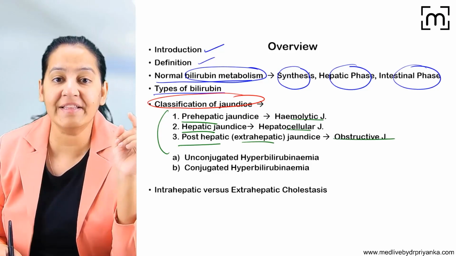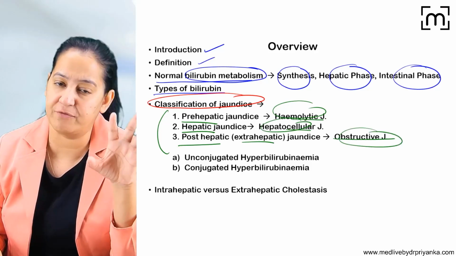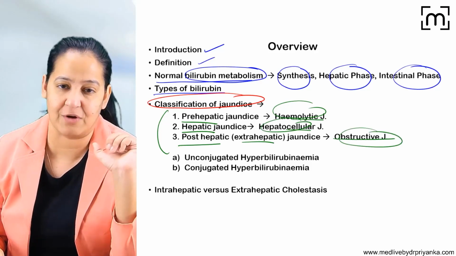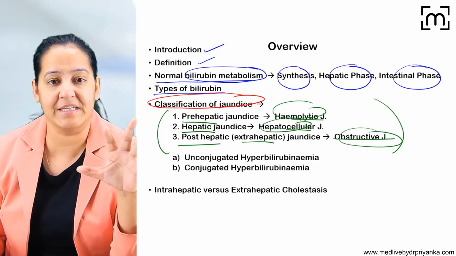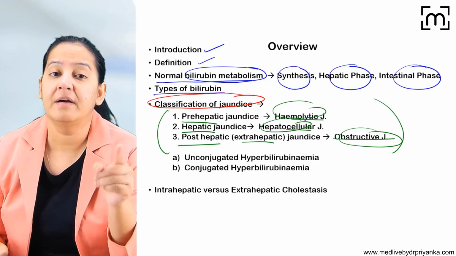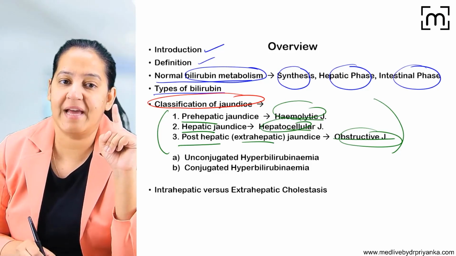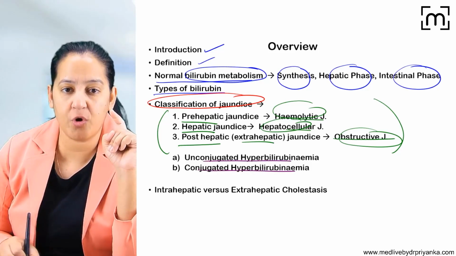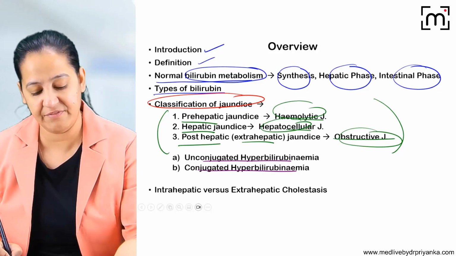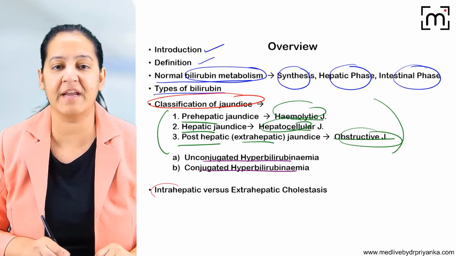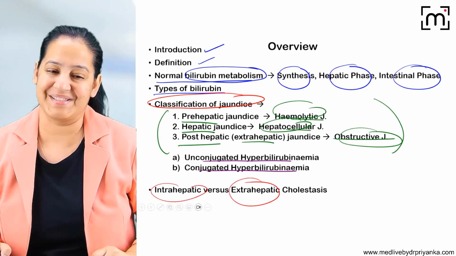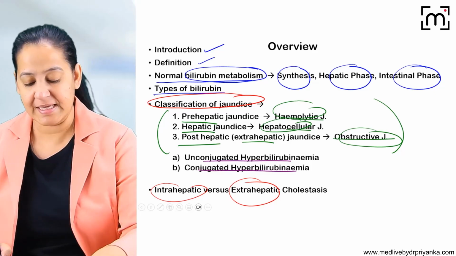I will let you know why these terms are given to these types of jaundice. I will explain everything in the pathogenesis of these. So we will discuss these three in detail. And finally, we will see one more classification of jaundice, that is unconjugated hyperbilirubinemia or conjugated hyperbilirubinemia. And finally, we will see the differences between intrahepatic versus extrahepatic cholestasis. So let's start the topic jaundice.